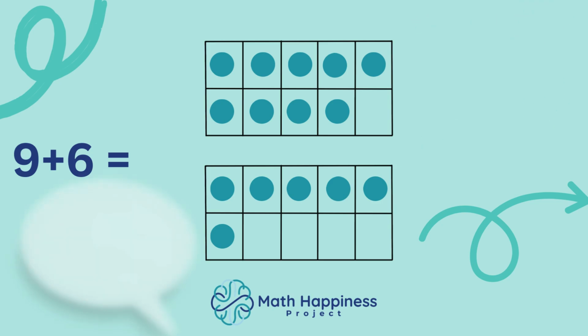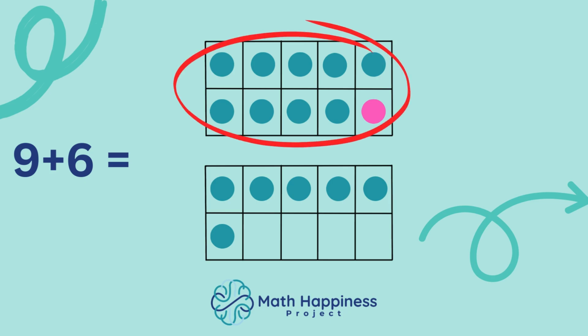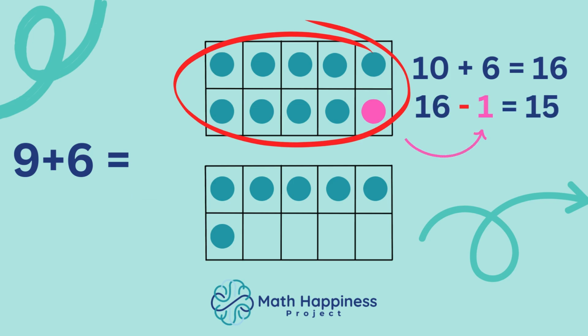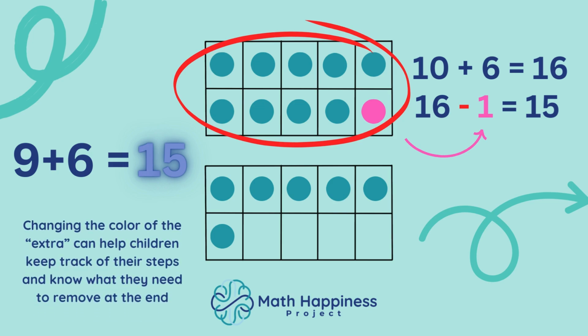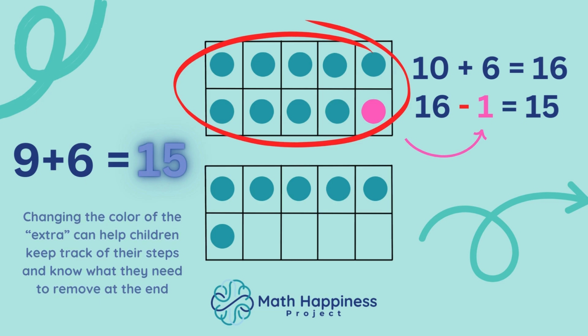I notice 9 is really close to 10, so I'm going to give 1 extra to the 9 so I have a 10, because adding 10 plus 6 is friendlier for me. I know that it's 16. But I gave an extra 1 to that 9 to make it 10. So now I need to take that extra 1 away, so 16 minus 1 is 15. Notice how we changed the color of the extra 1 that we added to help make it clearer. This changing of the color can be particularly helpful when starting to work with this strategy.